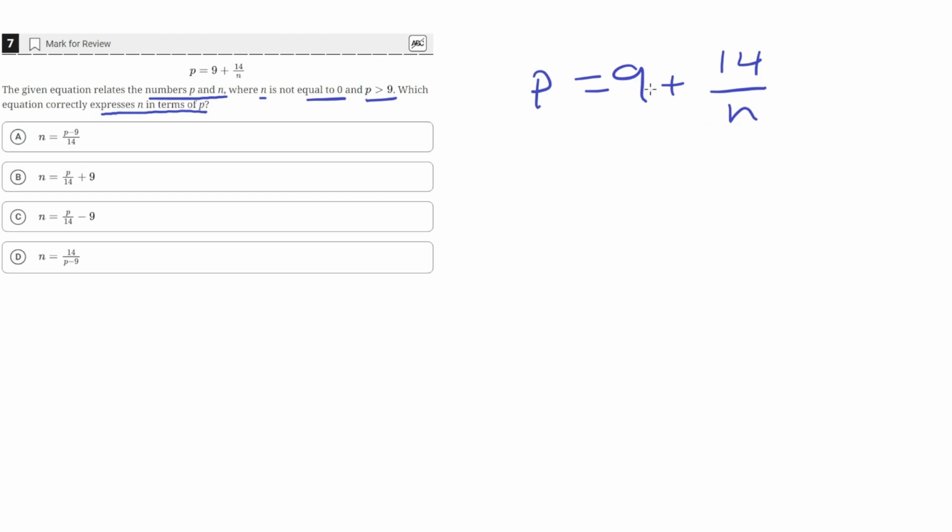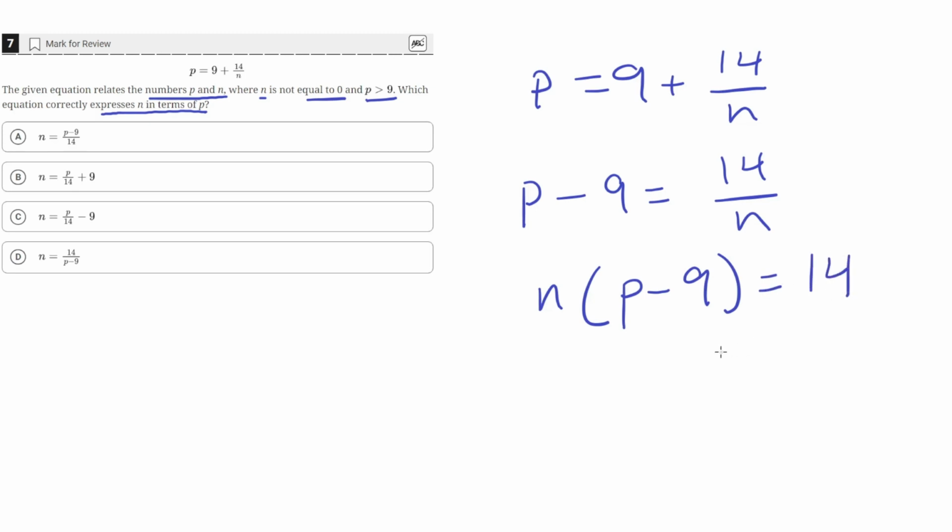So first we can move the 9 to the other side by subtracting 9 from both sides. So p minus 9 equals 14 over n. And then we can multiply both sides by n. So we'll get n times (p minus 9) equals 14. And then we want to get n alone, so we can divide both sides by p minus 9. So we'll get n equals 14 over p minus 9, which is equal to answer choice D.